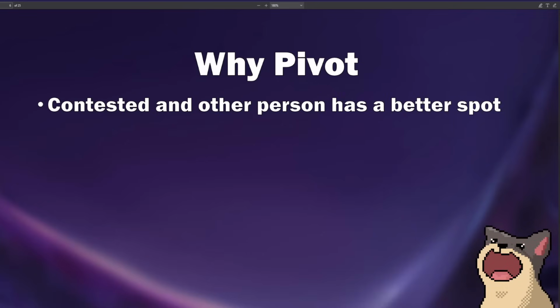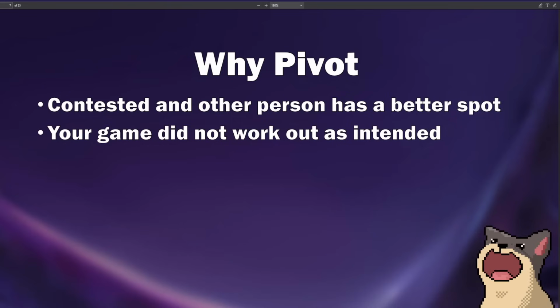Playing too flexibly is a problem. It's something that I also encounter a lot in my own games. I try and pivot all the time, and often I look back and I'm like, I was probably better that I didn't pivot. Additionally, you could sometimes pivot if your game didn't work out as intended.